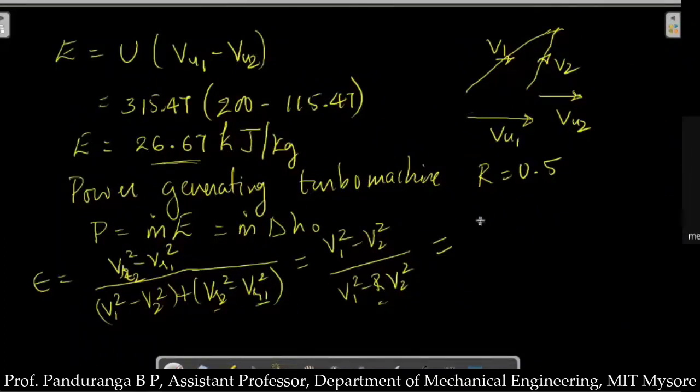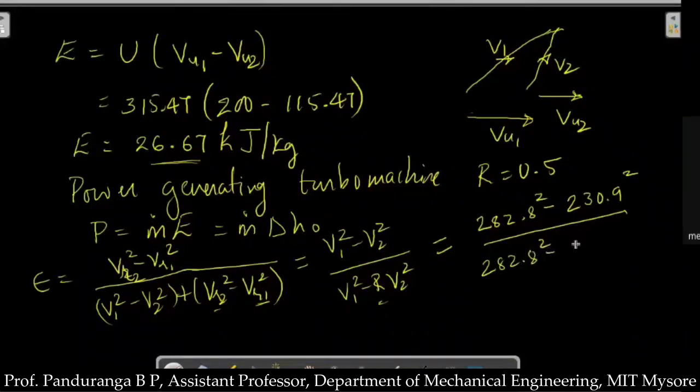So I'll substitute V1 as 282.8 squared minus V2 is 230.9 squared divided by 282.8 squared minus 0.5 into 230.9 squared. So utilization factor will be equal to, see how much it comes, it is 0.5.